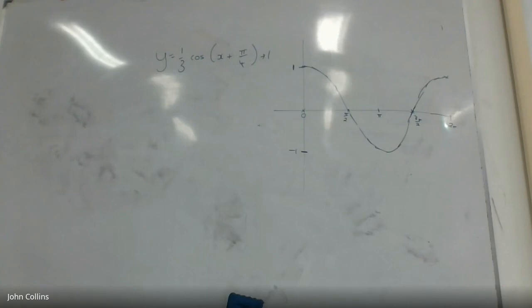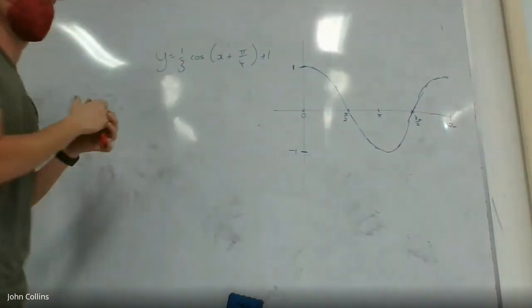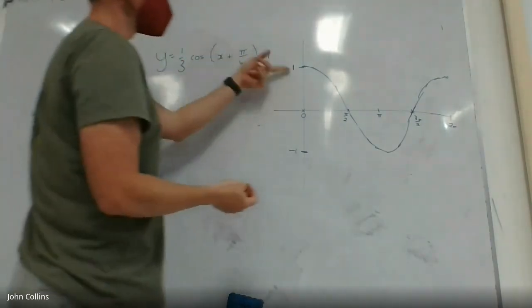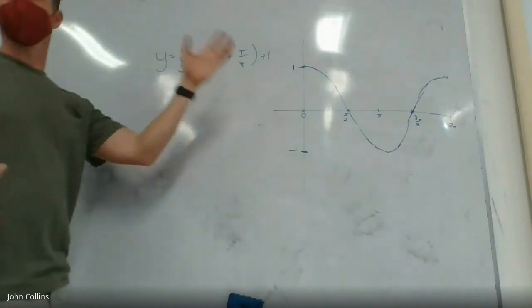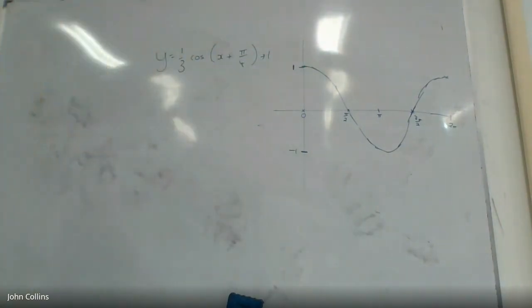Is it going to get squished? Yeah, so think about the outputs. They would be affected by this 1/3. The y outputs, 1 would then become 1/3. So it's going to get squished. Want a better term. Okay.